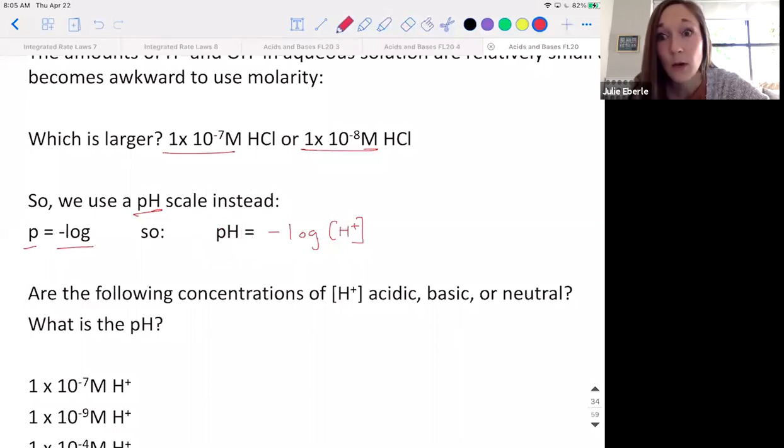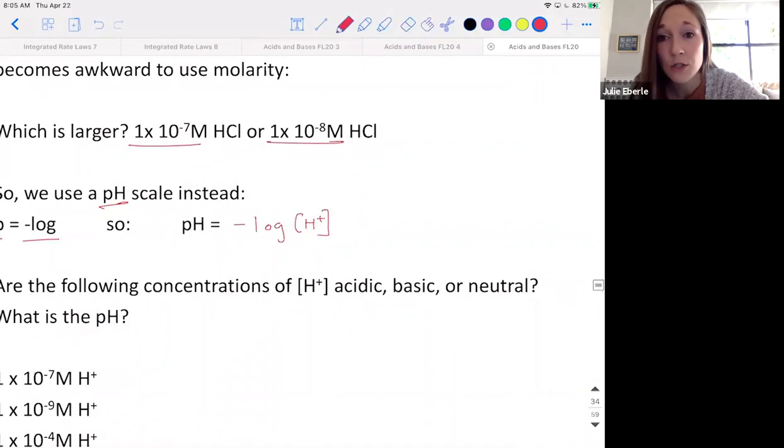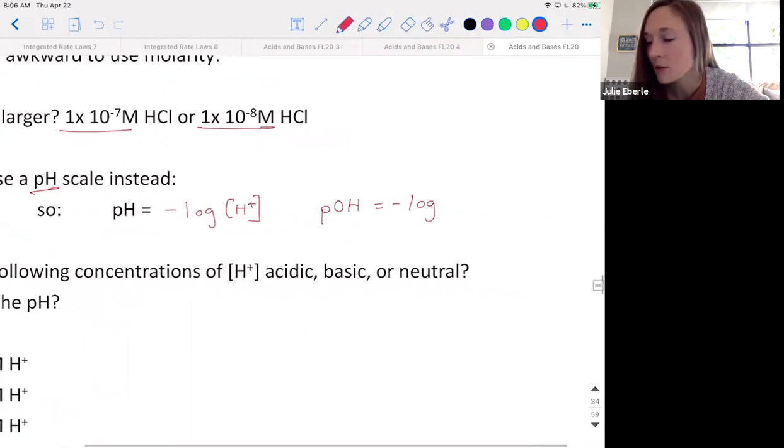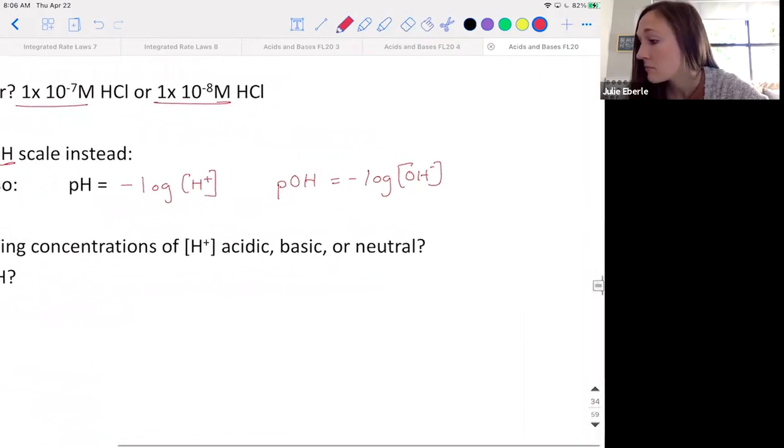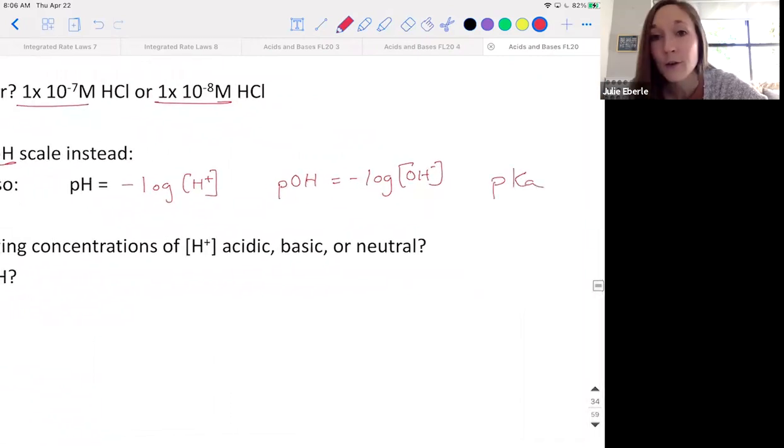right? Guess what? We could also calculate the concentration of OH minus. We call that pOH. So it would be the same thing, negative log. You just punch the log button on your calculator, and whatever the concentration of OH minus is, you would plug in that number in the parentheses. We can take the P of a Ka value. pKa is what we call it. We'll run into that a little bit. Any number, we can take the negative log of it, all right? And that's what P stands for.